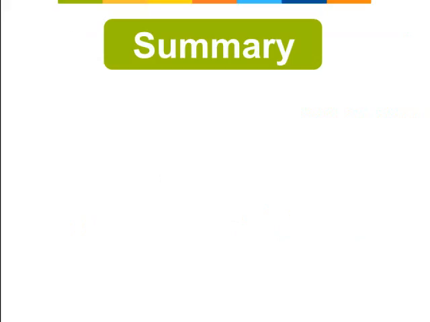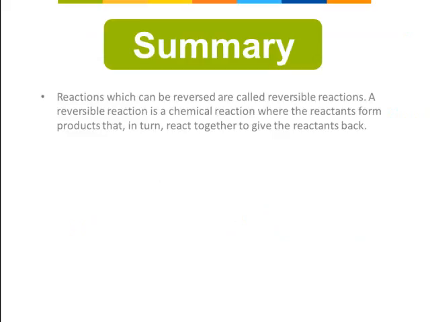Let us now summarize what we've learned today. We learned that reactions which can be reversed are called reversible reactions. A reversible reaction is a chemical reaction where the reactants form products that, in turn, react together to give the reactants back.